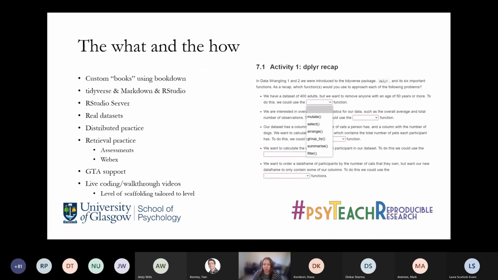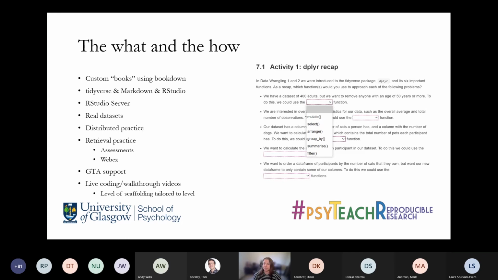Finally, there's also quite a lot of support. So we have our graduate teaching assistants that play a really big role in helping our students with R, but we also use live coding and walkthrough videos to support the beginner learners. The walkthrough videos came in the last year when Glasgow was completely online for the entire year. And they're scaffolded to the level of the students.